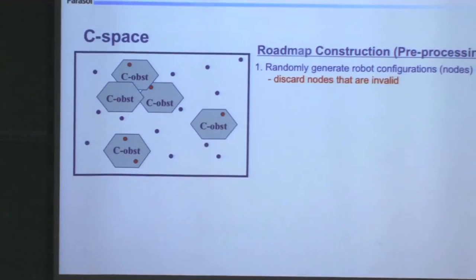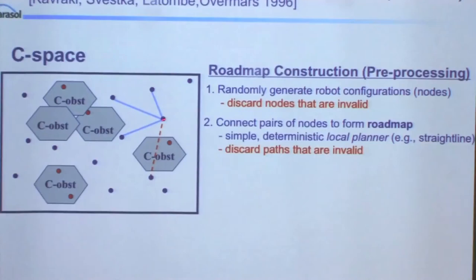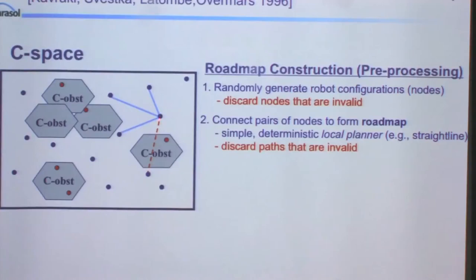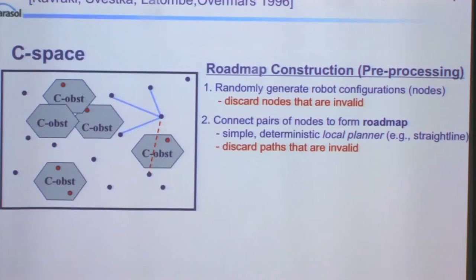Then, for each sample that I've retained, I'm going to try to connect it to some small number, typically 5, 10, 20, of its nearest neighbors. And generally what we do in that connection is we test intermediate configurations along the straight line connecting them for validity.